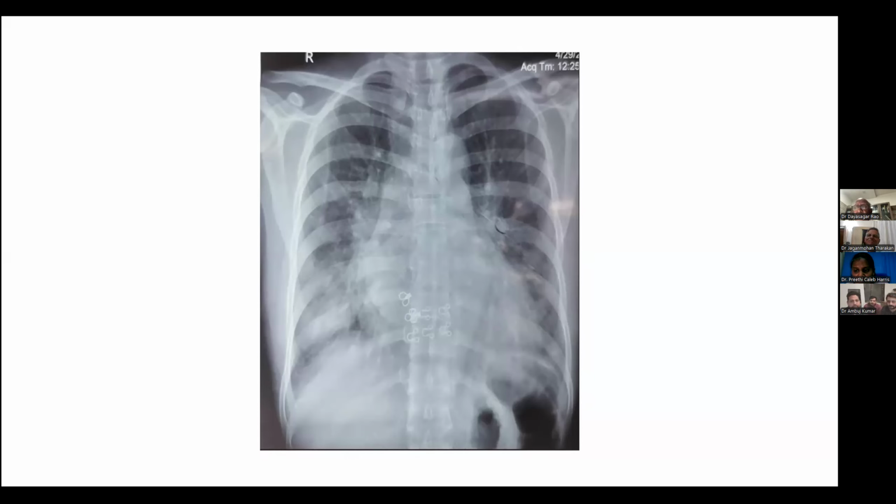Sir, RV enlargement is there, we can see. Did you say RV? RA, sir, RA. Okay. And possibly LA. And possibly there are double shadows also seen. So possibly LA enlargement. You can see the splaying of the carina also, sir. So possibly yes, there is LA enlargement.